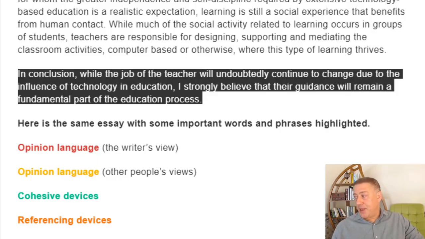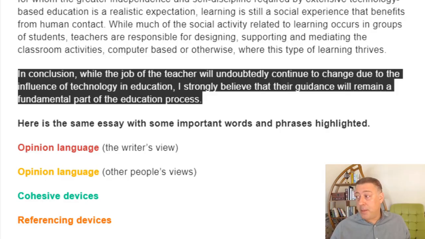So I can think about that as their guidance. So that's just a simple way to summarize all of those ideas. Their guidance will remain a fundamental part of the education process. So that's, again, what I think and why I think it. Here too, we have a slight acknowledgement of the other side.